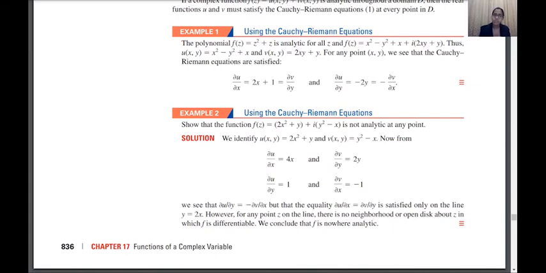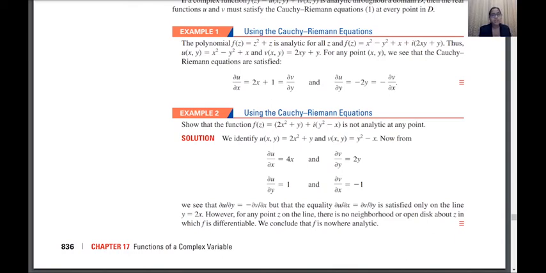It is a polynomial function. We have no doubt in the differentiability of a polynomial function. So the function is differentiable, so it satisfies the Cauchy-Riemann equations. Now we shall use the same Cauchy-Riemann equations to show that a function is not analytic at any point. That is the next example.